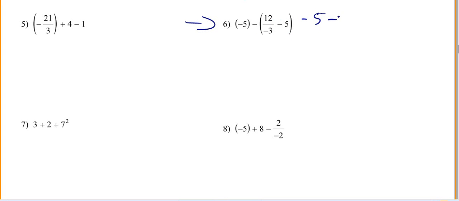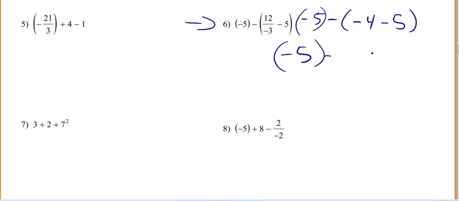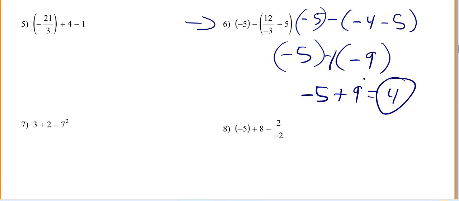So what's 12 divided by -3? -4. -4 minus 5. So now we're left with the -4 minus 5, which is -9. I always like to think about this as an understood -1. A negative times a negative is a positive. You can rewrite this as -5 plus 9, which is equal to 4.